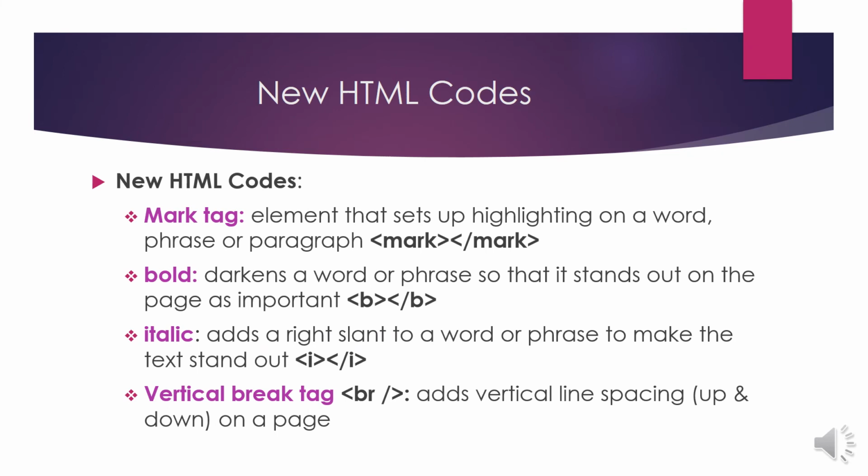Vertical break tag. This is a single tag. It's BR space slash right angle bracket. It adds vertical line spacing, that's up and down on a page. So if you want to add more than one space between sections, you can do that by using the break tag.